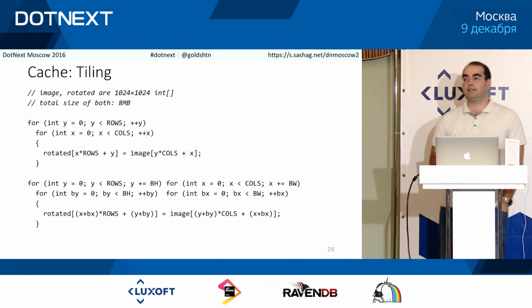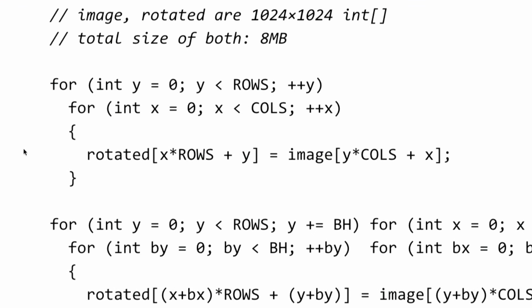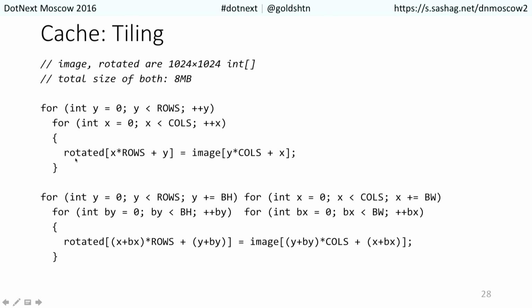Here's a less trivial example. This is rotating an image. You have an image, you want to rotate the image. So the original trivial version is just this loop over here. What we're doing here is going over all the y's and all the x's, and then you have rotated at x plus y is equal to image at y plus x. That's like nothing to it, that's rotating an image.